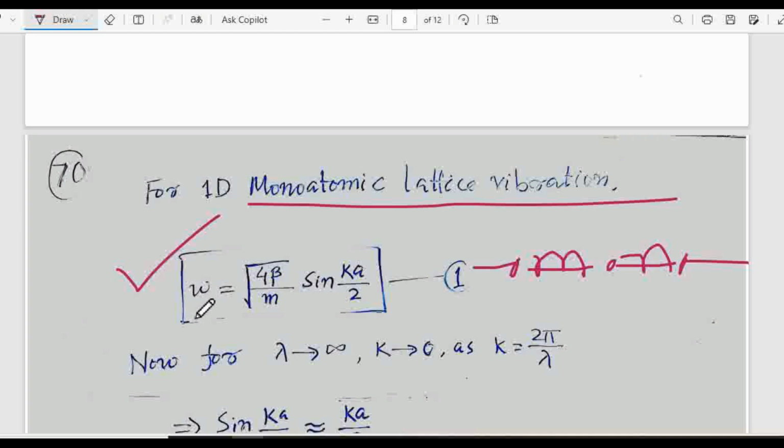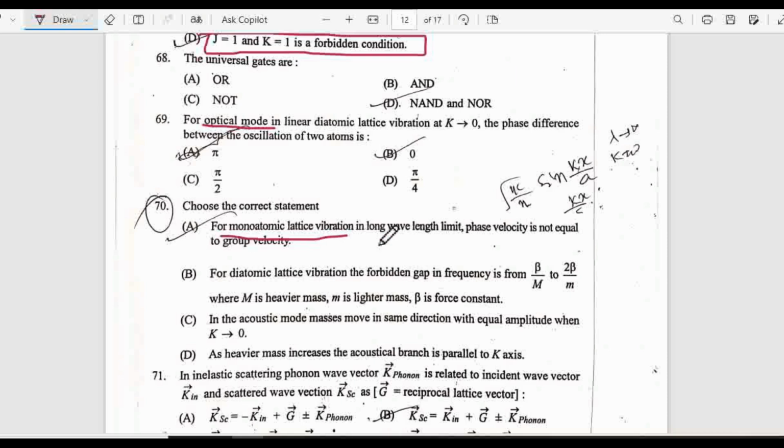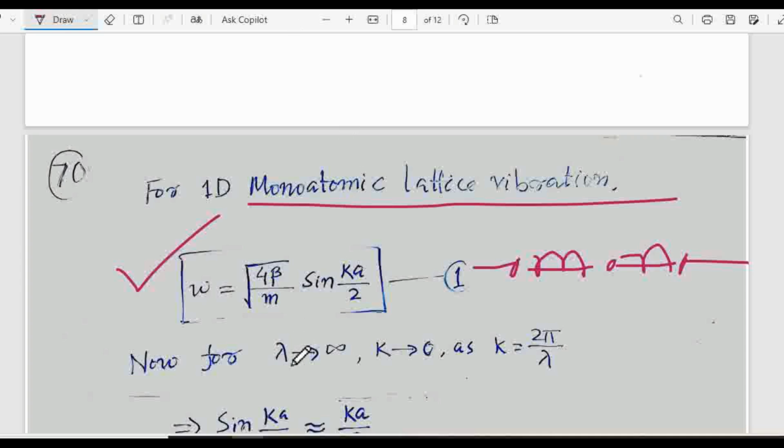The given condition is the long wavelength limit, which means lambda tends to infinity. The wave number k is related to lambda as k equals 2 pi by lambda. So when lambda tends to infinity, k tends to 0. When k tends to 0, you put the condition here: sin ka by 2 can be approximated to ka by 2.